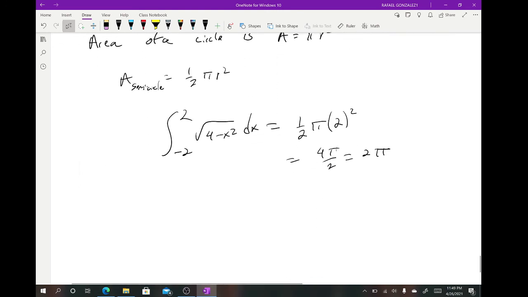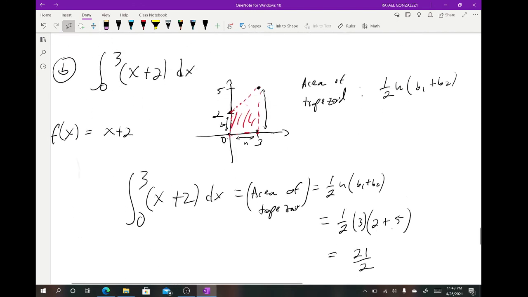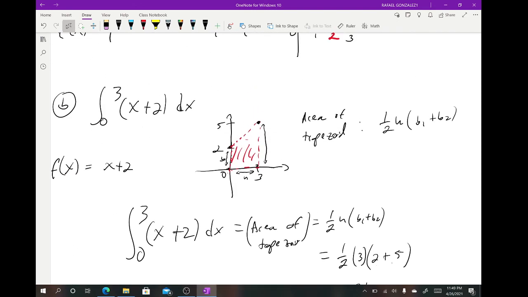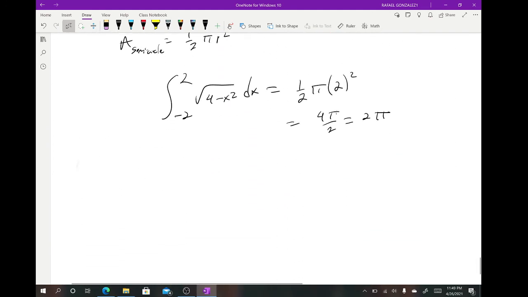So using simple geometric figures, we can actually solve these definite integrals, because they do correspond to some geometric shape. So that is something that you certainly need to know. Certainly.